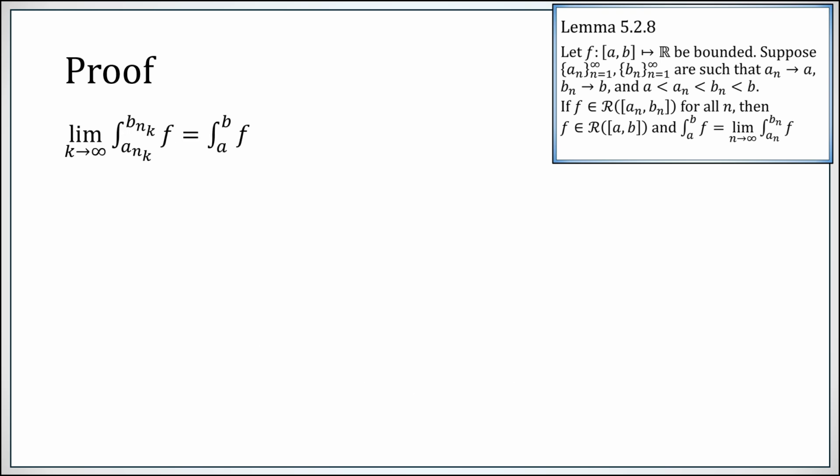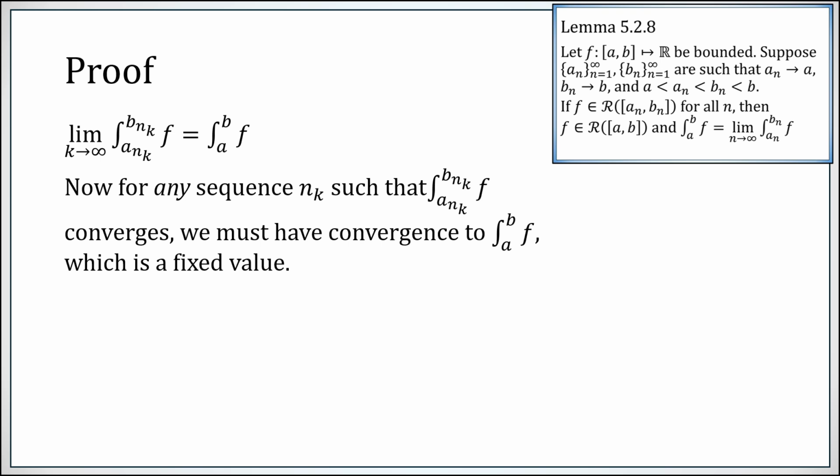Okay, so now we know that f is integrable on a to b. That was a key thing we had to establish. We also know the value of the integral is the limit of the integral from ank to bnk, but that's on a subsequence, ank to bnk. We want to claim that we can just take a limit overall. Now for any sequence for which this sequence of integrals converges, we have to be converging to the same thing, which is a fixed value.